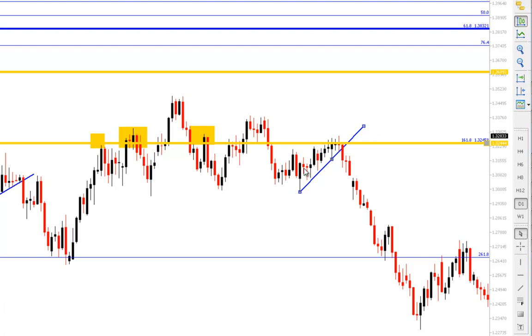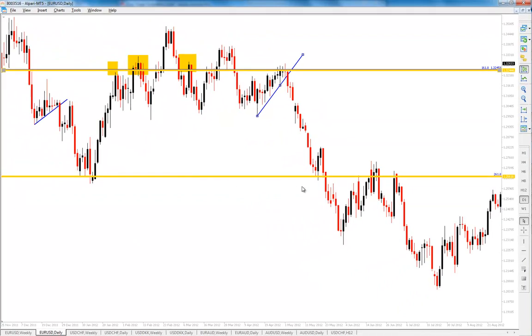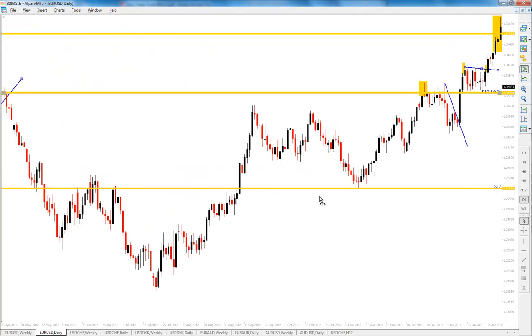So the market came up and created a flagging action, which was then held by this same 161.8 level, this historic level, which initiated back here. Again, we've got this other historic level, and as you can see, the market had trouble with those levels.